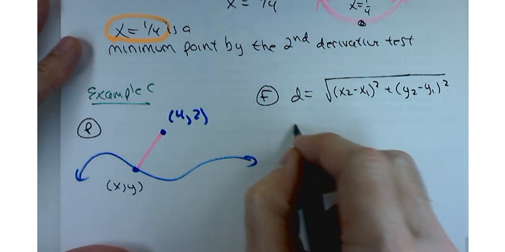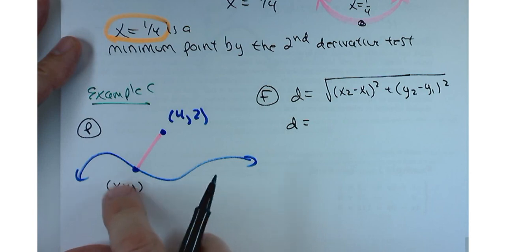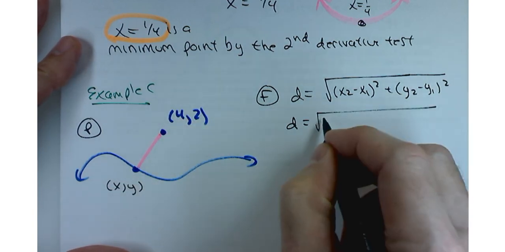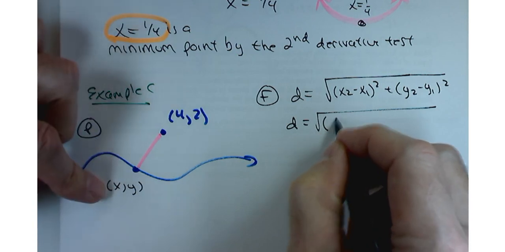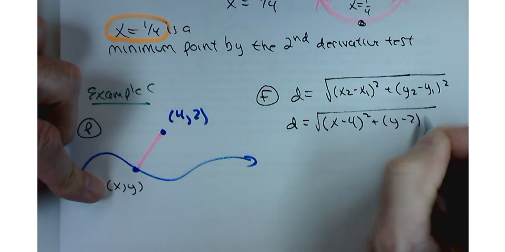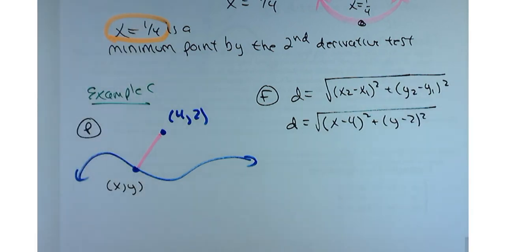And let's see. Well, we can plug in x and y and 4 and 2 and get the square root of x minus 4 squared plus y minus 2 squared. Okay, that's looking better. But how many variables does this function depend on right now? 2. And as a reminder, we need a function that depends just on one variable.